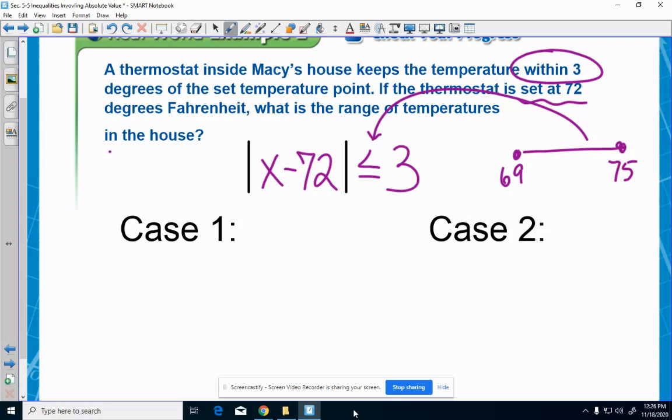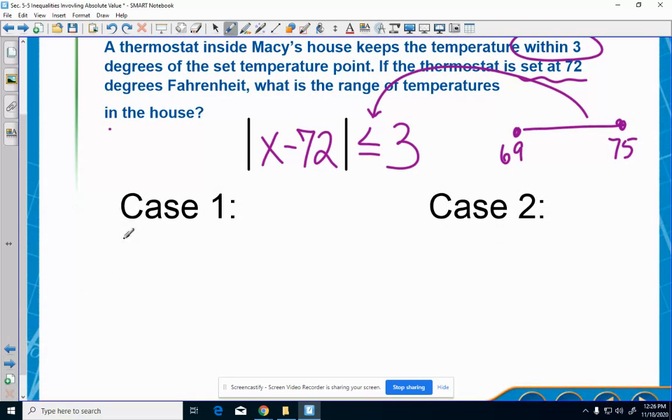All right. So in this situation here, now you would produce the 2 results you were looking for. On the left-hand side, x minus 72 is less than or equal to 3. When you add the 72, you get that 75 you were looking for.